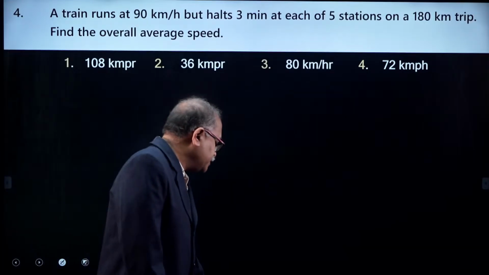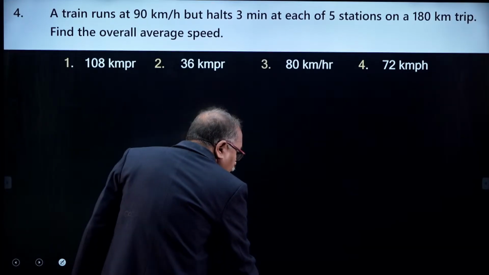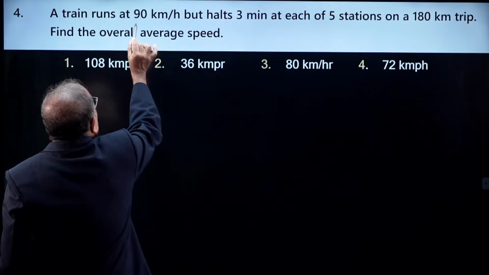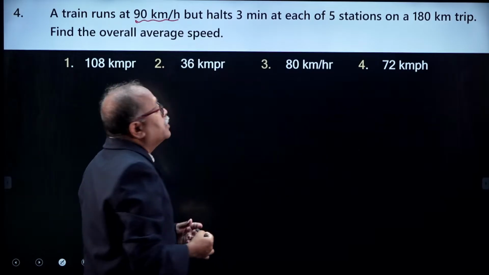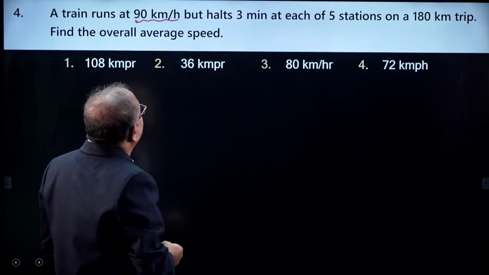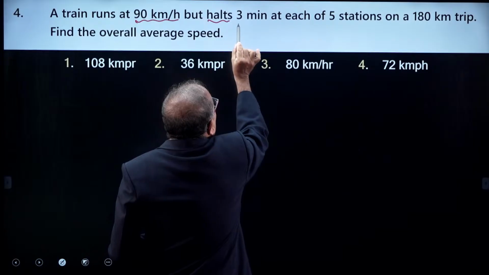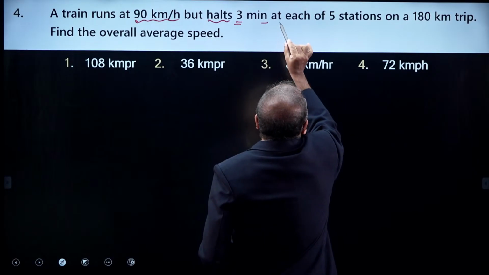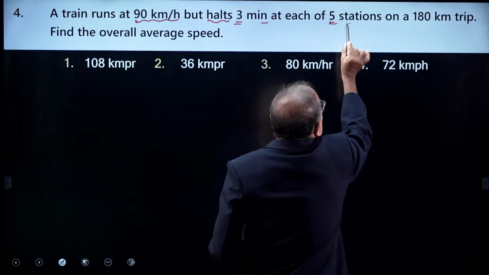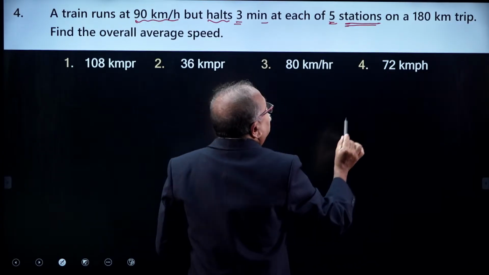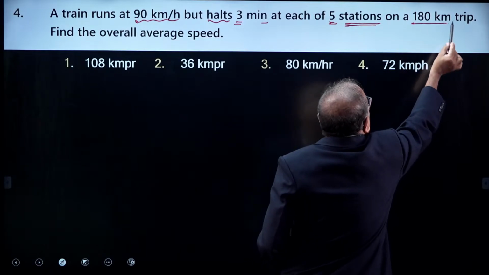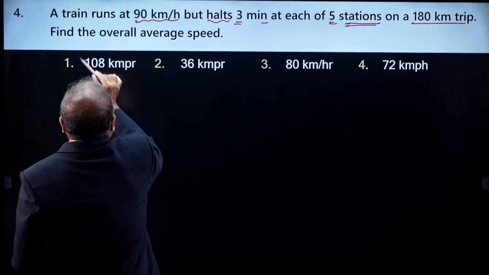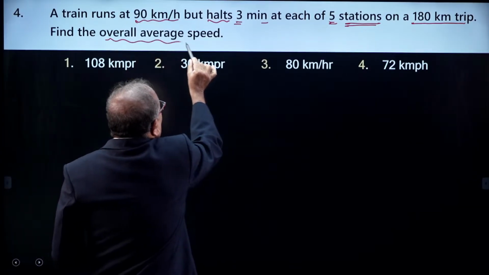And it's here. Allow me to read the question. And this is what the question is. A train runs with a speed of 90 kilometer per hour, but halts 3 minutes at each of 5 stations on a 180 kilometer trip. Now find the overall average speed.